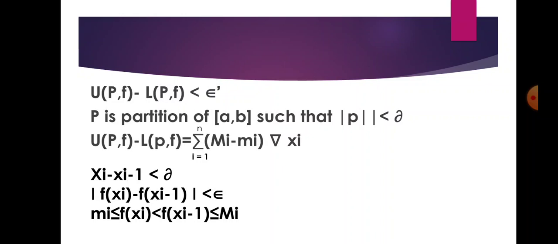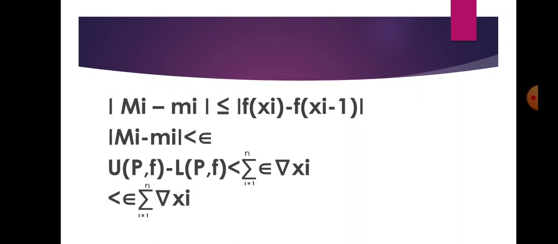Okay, so it is obvious that f(xi) and f(xi-1) will lie between small mi and capital Mi, and from the property of inequality I can say capital Mi minus small mi is less than or equal to modulus of f(xi) minus f(xi-1). Now, replacing this value with epsilon, we have modulus of capital Mi minus small mi is less than epsilon. We have U(P,f) minus L(P,f) is less than the summation of epsilon delta xi.